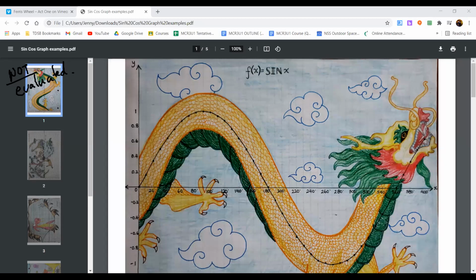I'd like you to think about it, and this is how we're going to end today. Tangent can be written as sine theta over cos theta. So, being a fraction, when is tangent undefined?